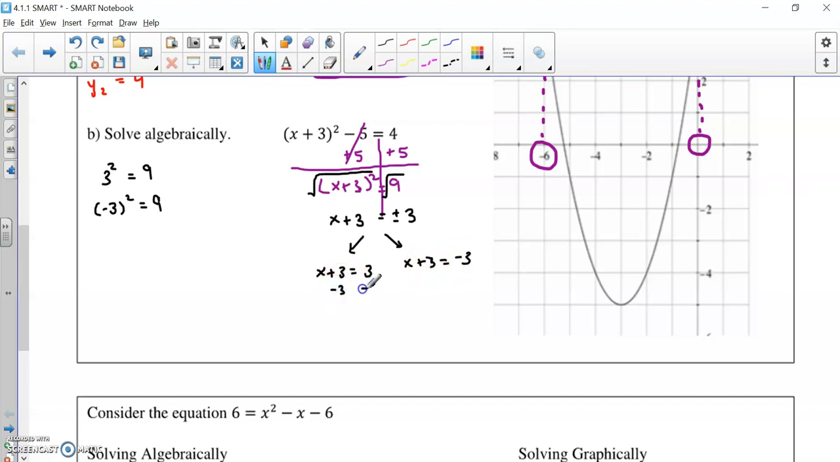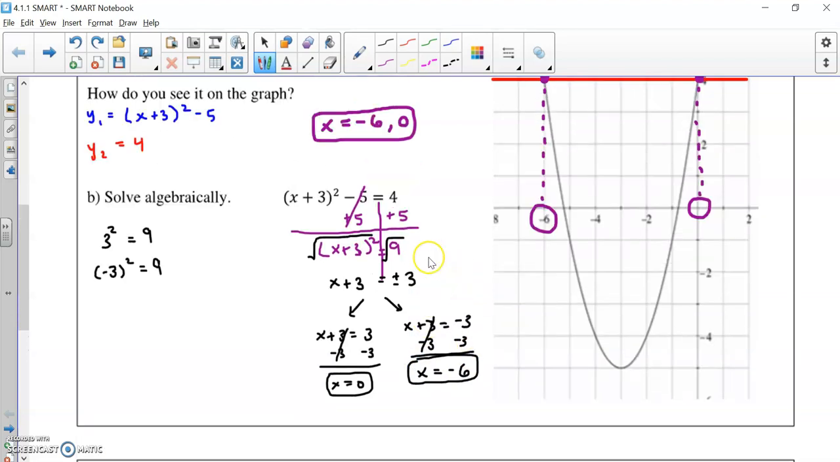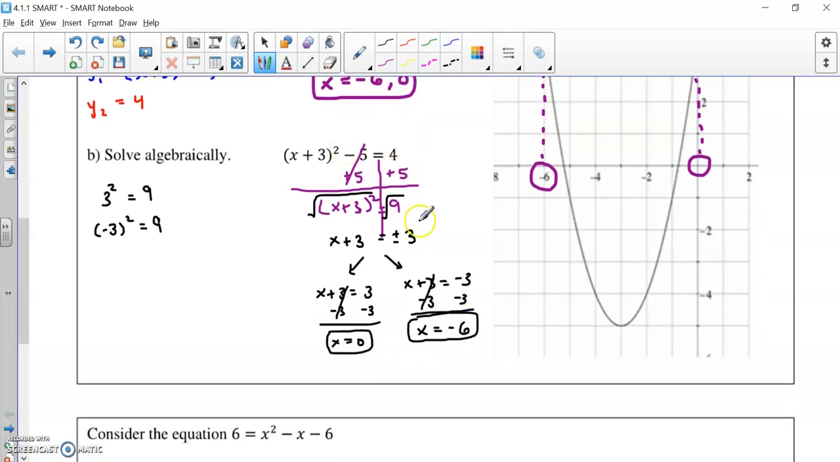Here we would subtract 3 from both sides and end up with an answer of 3 minus 3 equals 0. And on the right side, we would again subtract 3 from both sides. And this time we would have negative 3 minus 3, that equals negative 6. So, of course, we should get the same answer when we do it algebraically and graphically because we solved the same problem. But these are two different methods that you can do it with.